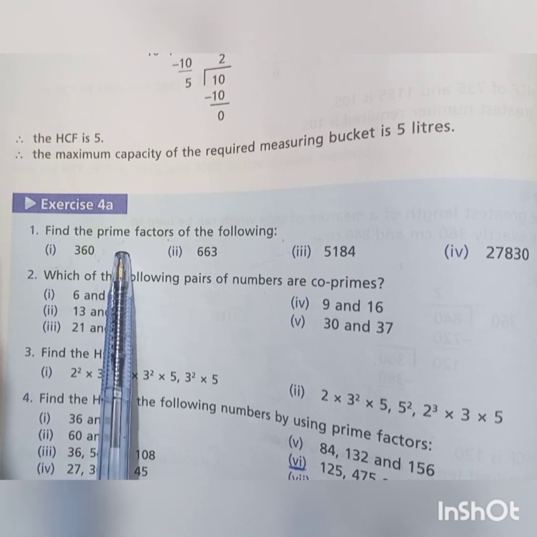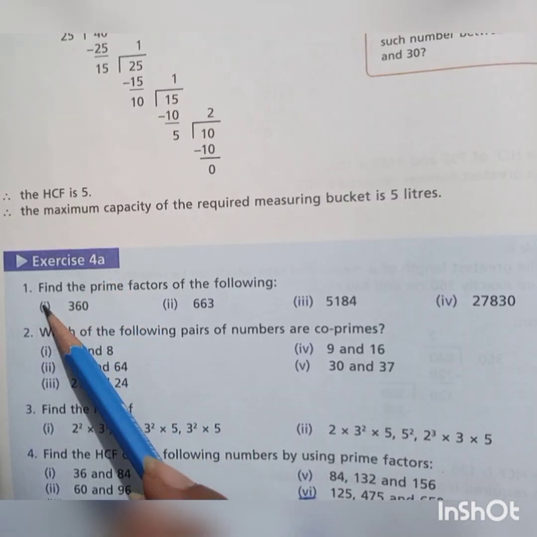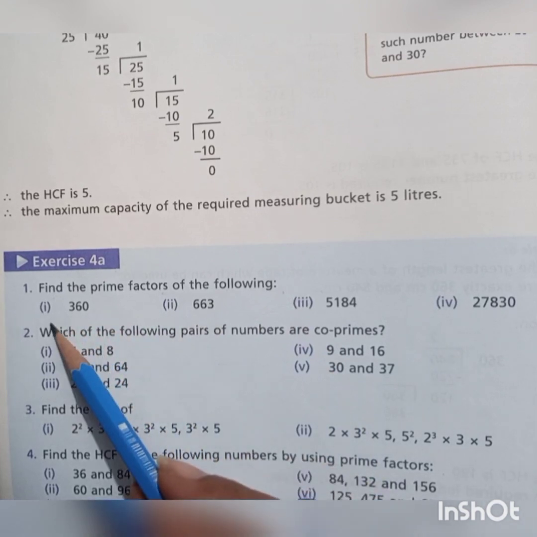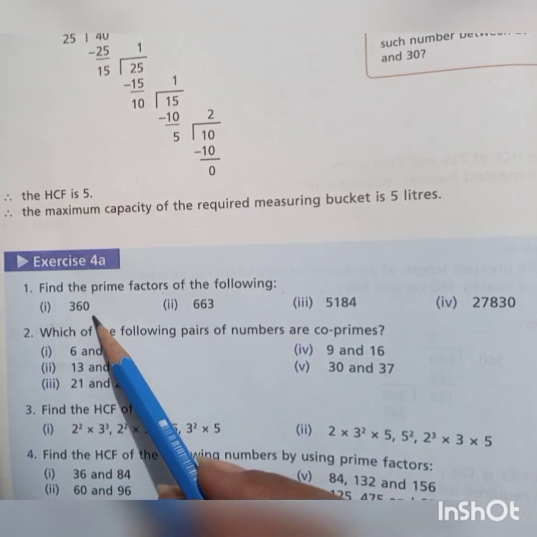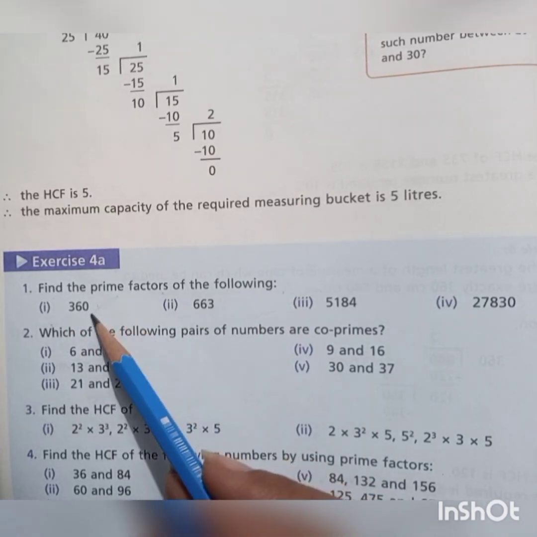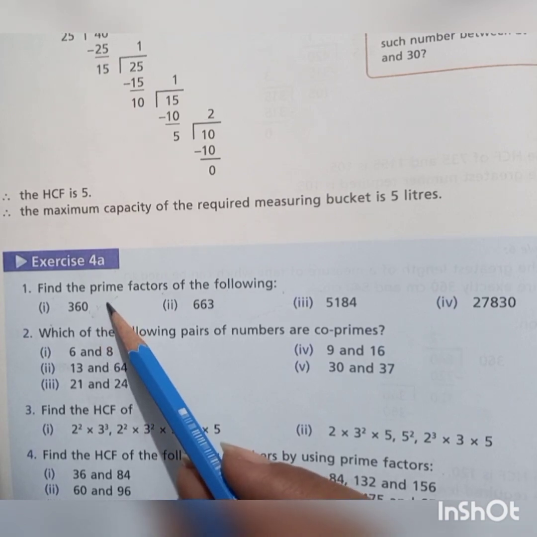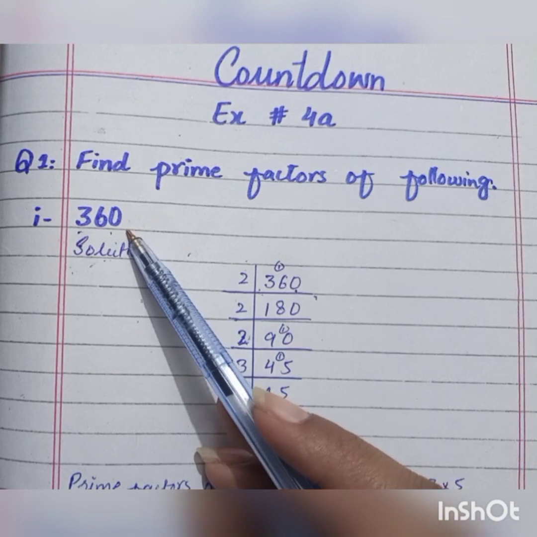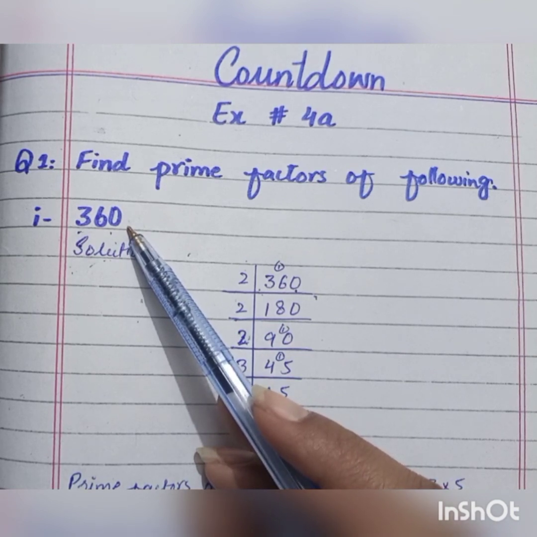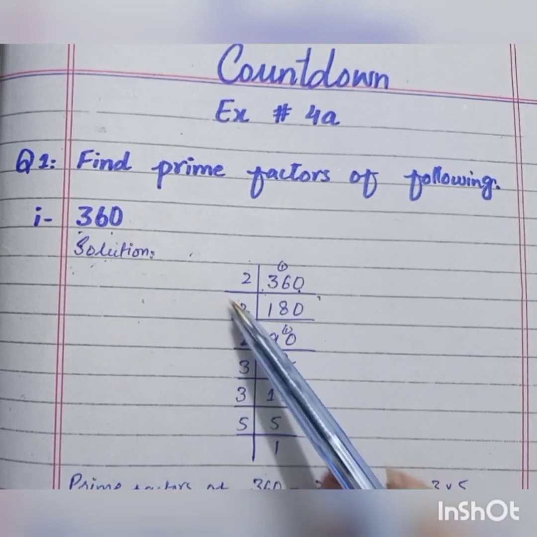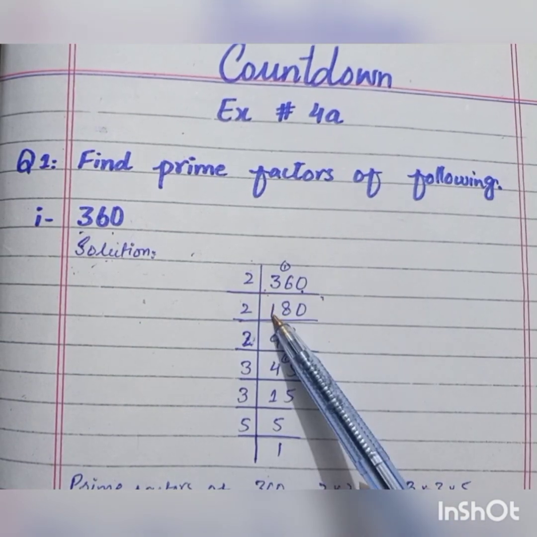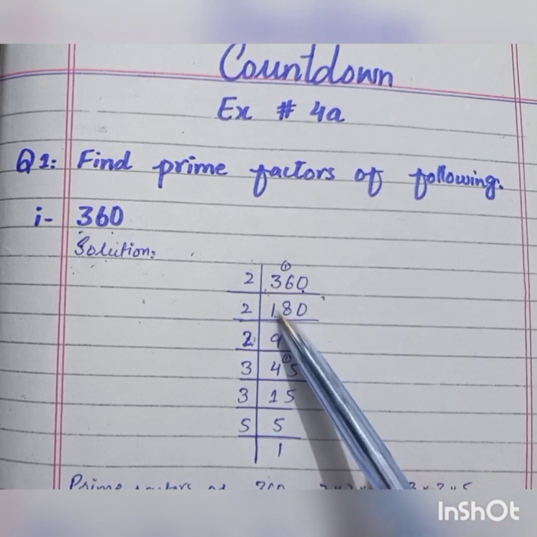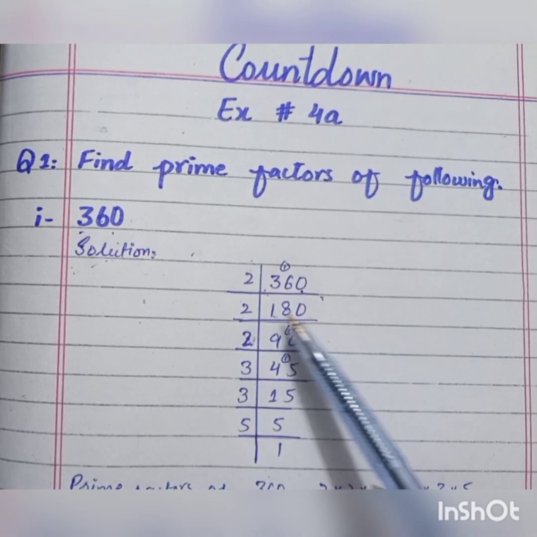Question number 1, that is, find the prime factors of the following. Part number 1 is 360. Students, we have to find the prime factors of 360. So let's find. As we can see here, 360 is an even number. So divide it by 2. So 2 threes are 6 and then... it would become 180. 2 nines are 18 and 0 as it is.